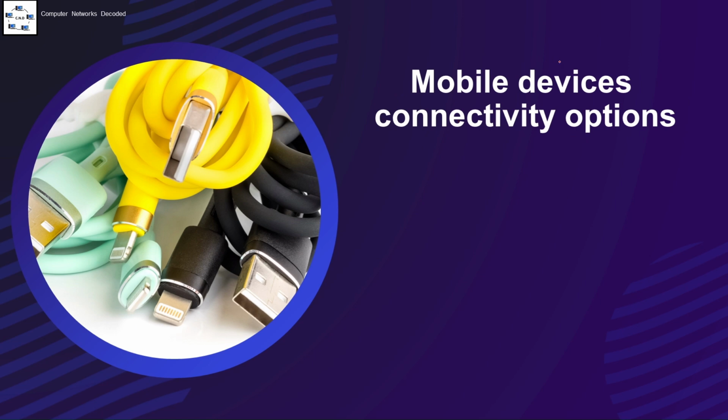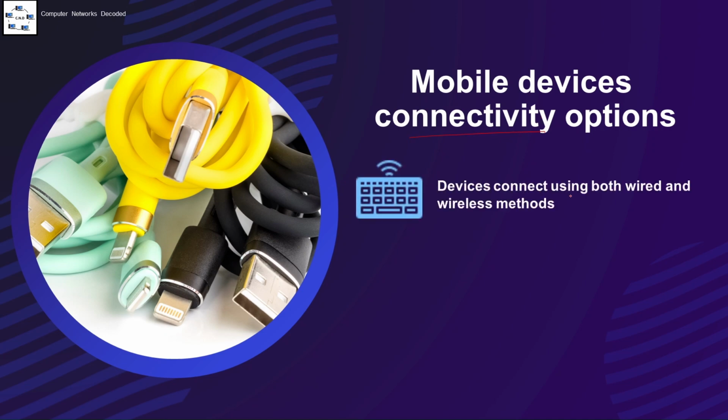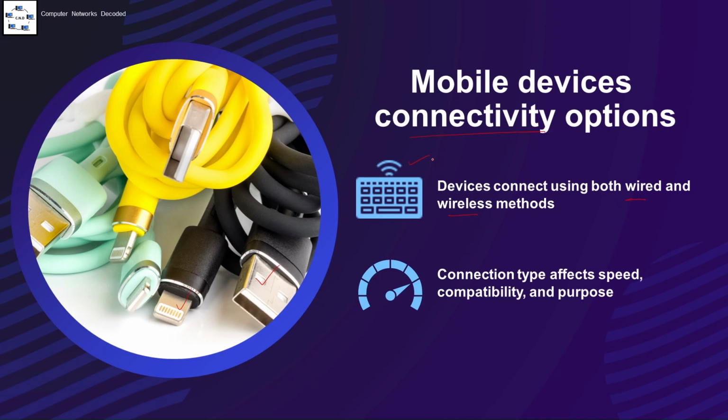So the first topic is mobile device connectivity options. Mobile devices basically connect using both wired and wireless methods. The wired methods include USB, Lightning connector, USB-C, etc., while the wireless methods may include Wi-Fi, Bluetooth, infrared, etc. And the connection type affects the speed of the connectivity, compatibility, and the purpose for which the connection is required.